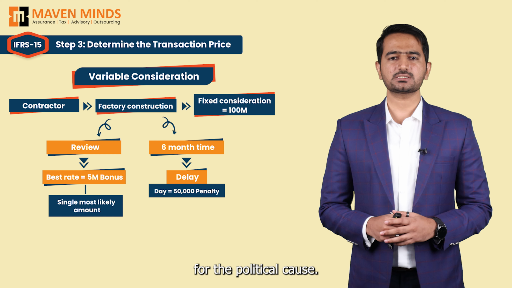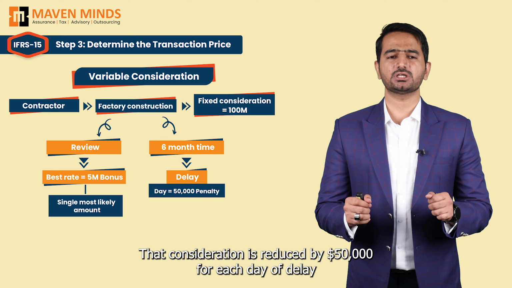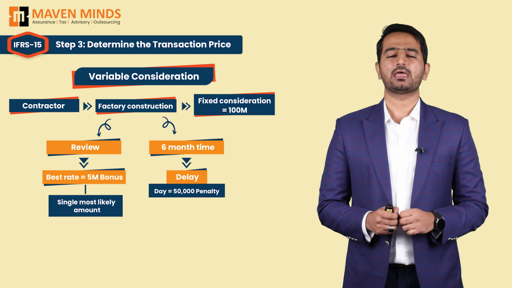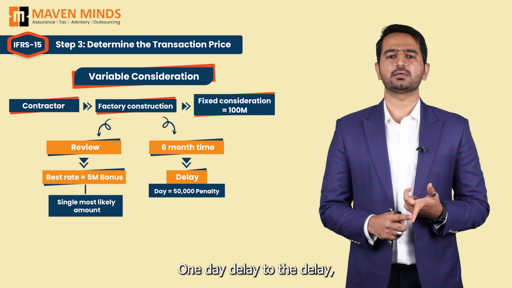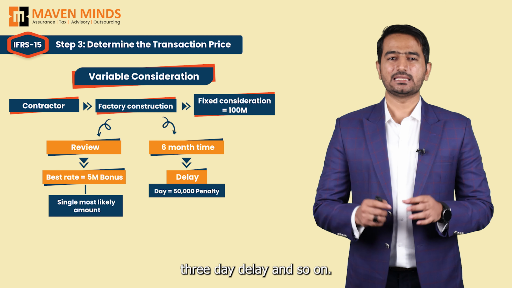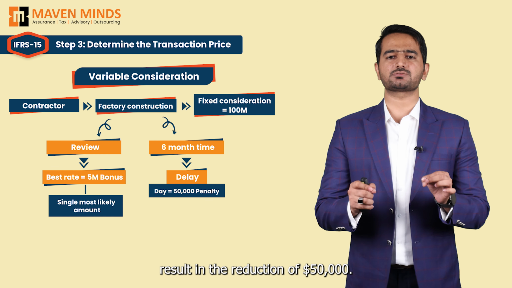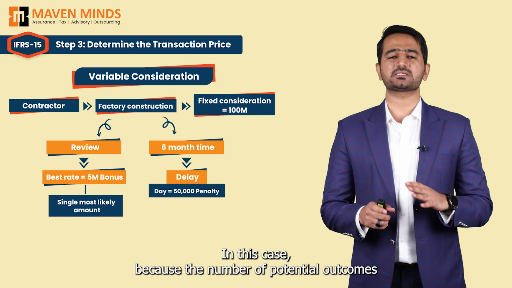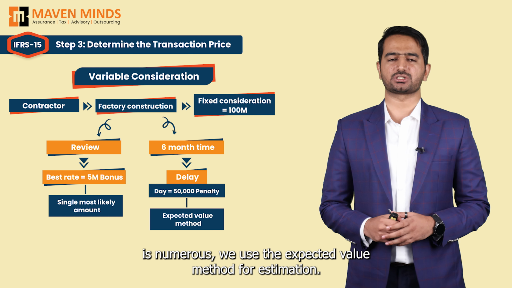For the penalty clause, the situation is different. Here, the consideration is reduced by $50,000 for each day of delay, and there can be numerous possible outcomes: 1 day delay, 2 day delay, 3 day delay, and so on. Each additional day of delay results in a reduction of $50,000. In this case, because the number of potential outcomes is numerous, we use the expected value method for estimation.